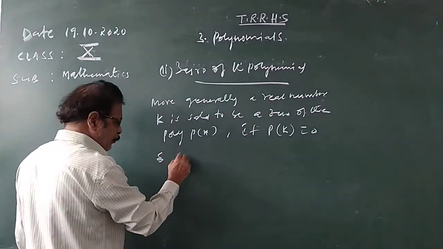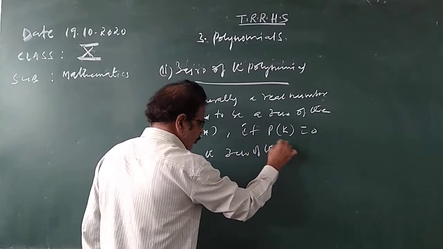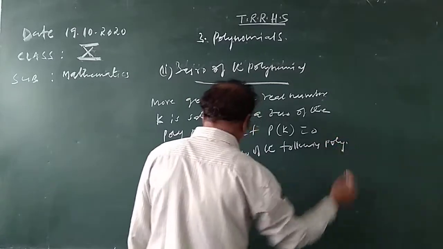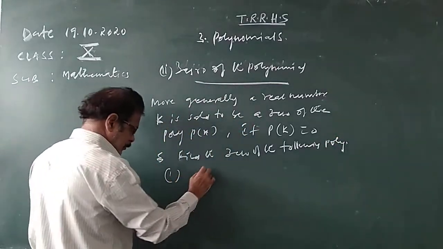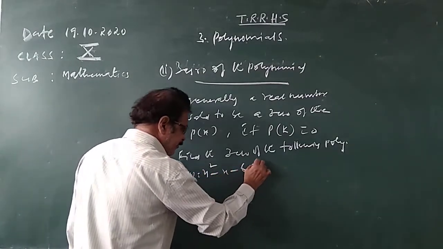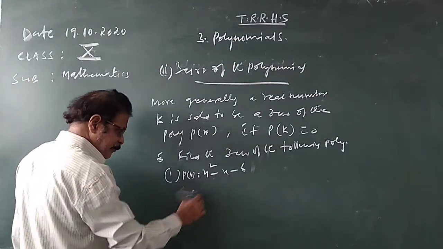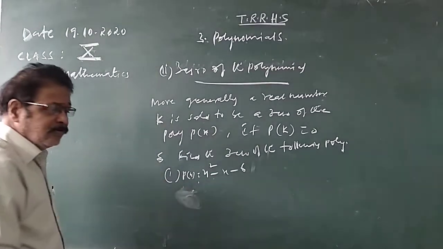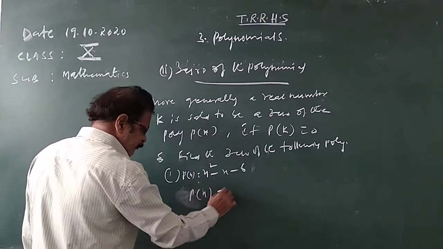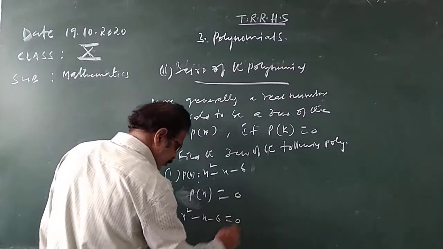Example: find the zero of the following polynomials. First one, p of x is equal to x square minus x minus 6. This is p of x, and we have to find its zero. Zero of it means p of x is equal to 0. So x square minus x minus 6 equal to 0.